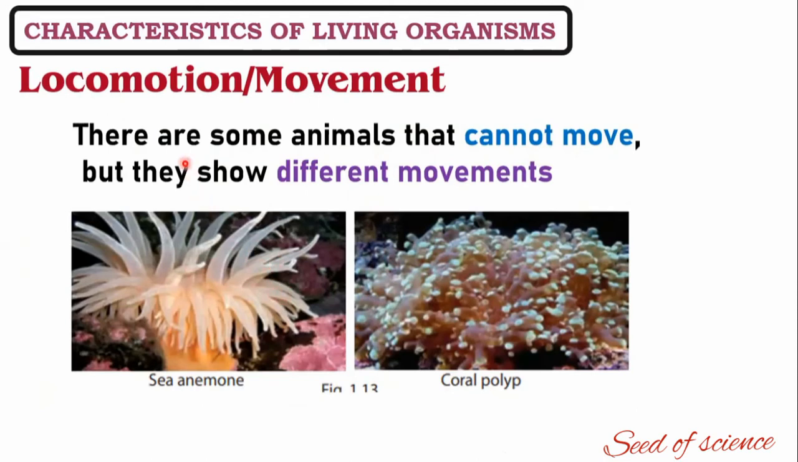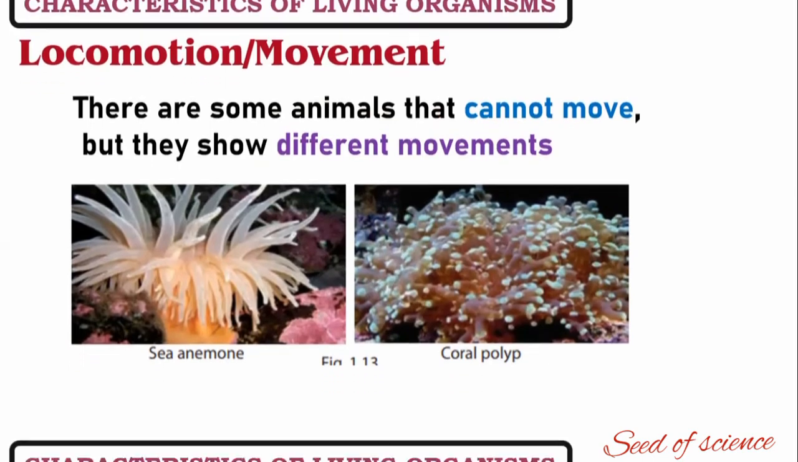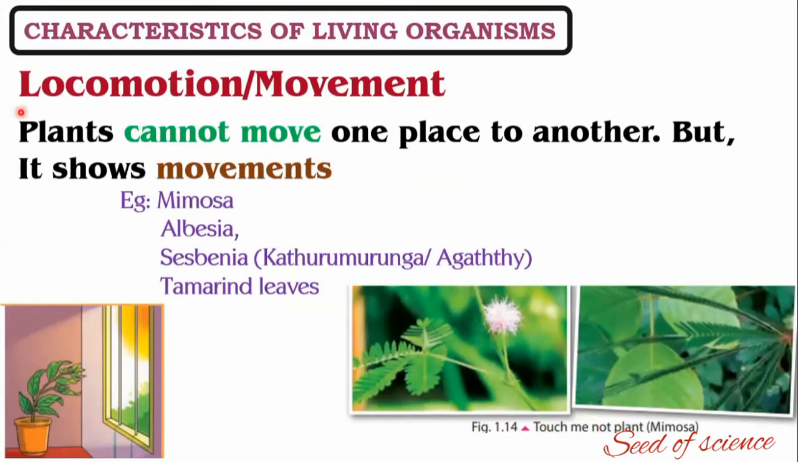Okay. Now we talked about animals, right? Next, let's talk about the movements of plants. As some animals cannot move, plants also cannot move. Not some plants, all the plants cannot move, right? But plants can show movements. So, for example, mimosa. Here you can see touch me not, that is called mimosa. When you touch it, it bends, right? You can see in this picture.